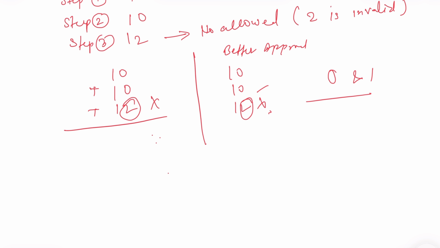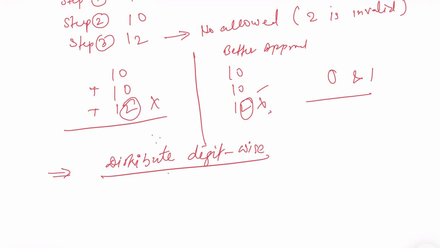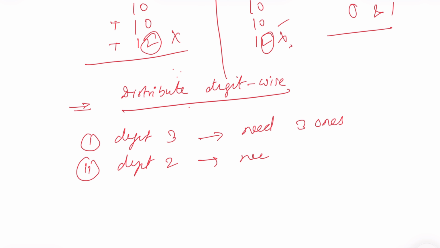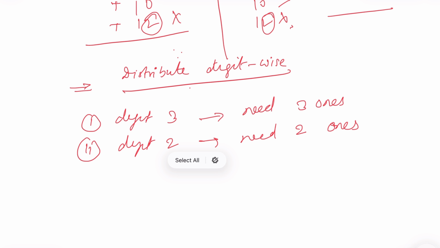Then how will it work? Let's understand. We must distribute the digits wisely, digit-wise. We have the first digit 3 and we need 3 ones. Then we have the digit 2 and we need 2 ones. If we construct it like this, we'll say 10, 10 and 10. It gives you 30.